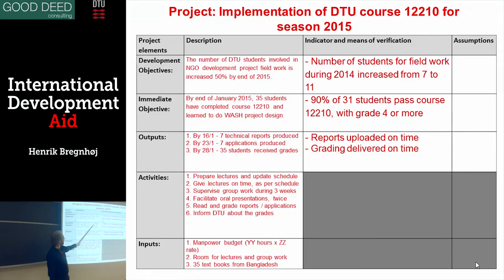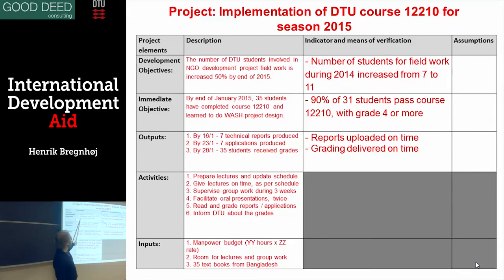The objectives indicators is that one thing is that you have passed, you have completed the course and learned how to do WASH project. It's difficult, but I would say if 90% of the 35 students here has passed the course with a grade of 4, then I could say that it is obtained, at least for 90%. So I would say that is an indicator that you have more than 4. Then you say, good, then you know how to do.